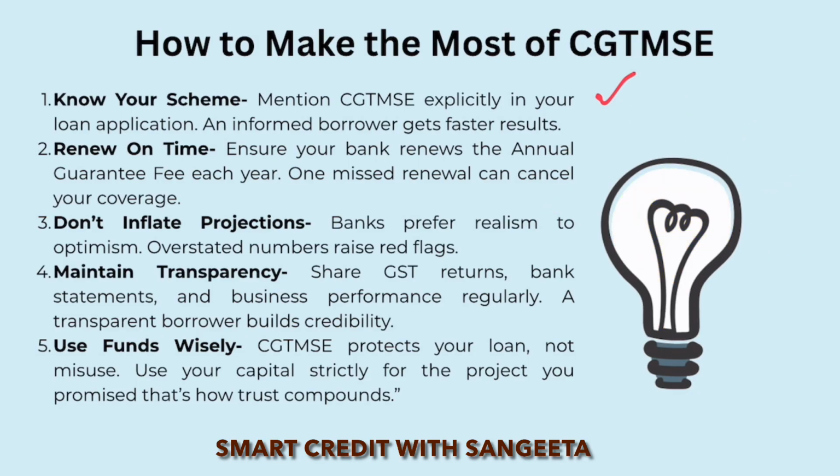And ensure your guarantee is renewed on time, your AGF fees is given on time. One missed renewal and your coverage is cancelled and it will start again. Suppose you missed your third installment of AGF, your bank forgot and you remembered in the fourth, and when this renews, your new guarantee will start, and the 18 months which you have already covered, the cushion period, will again start. So it's also your responsibility to check for it.